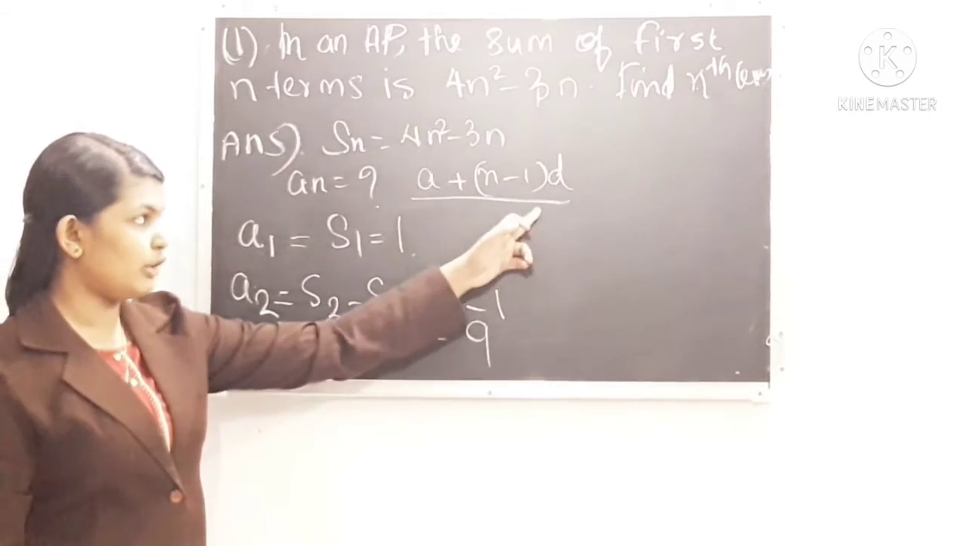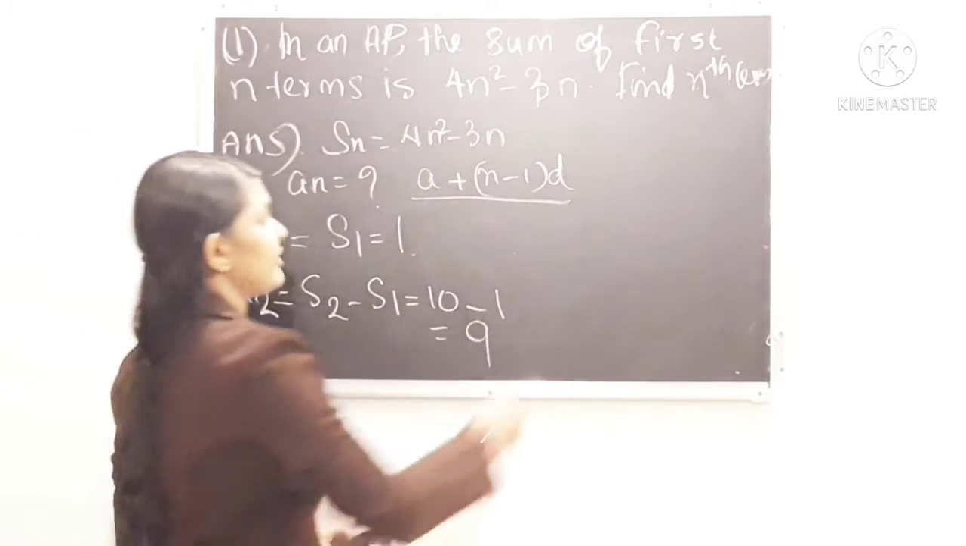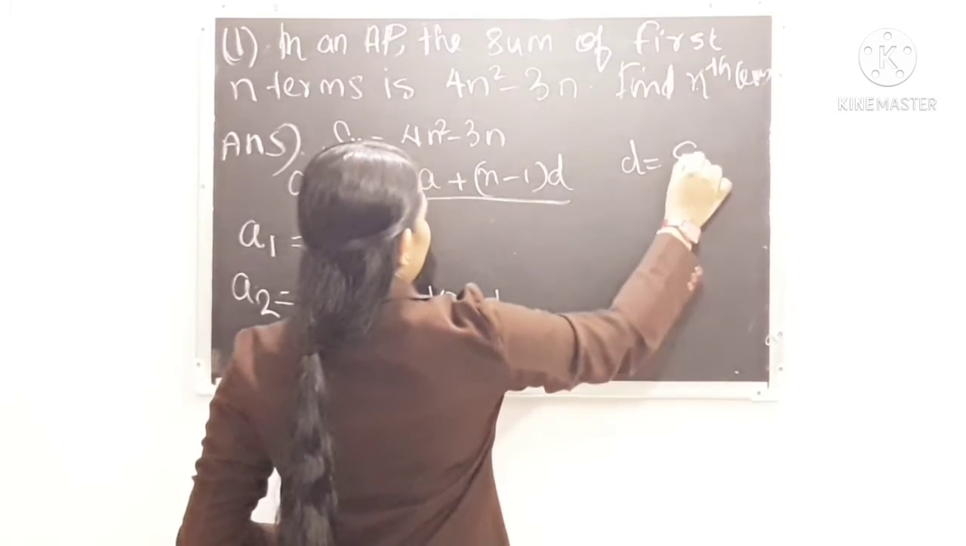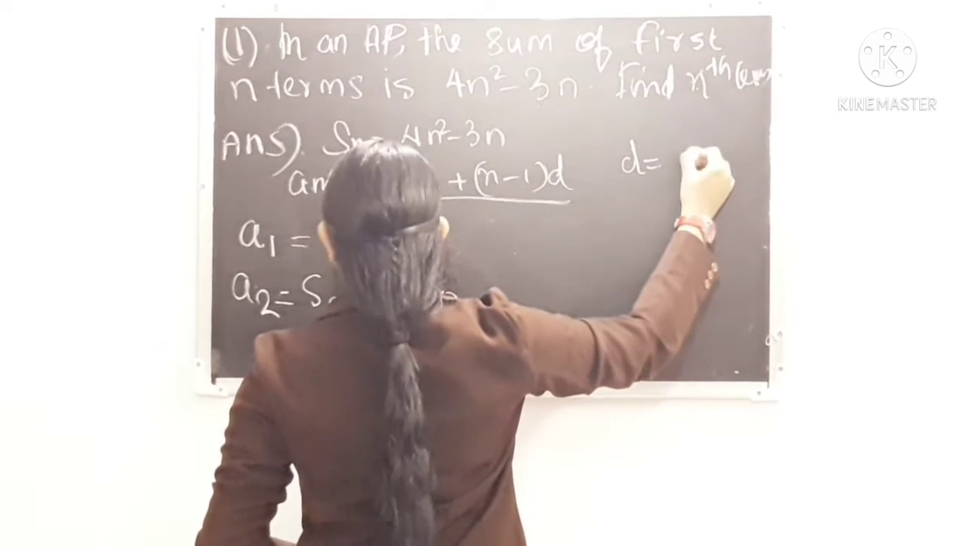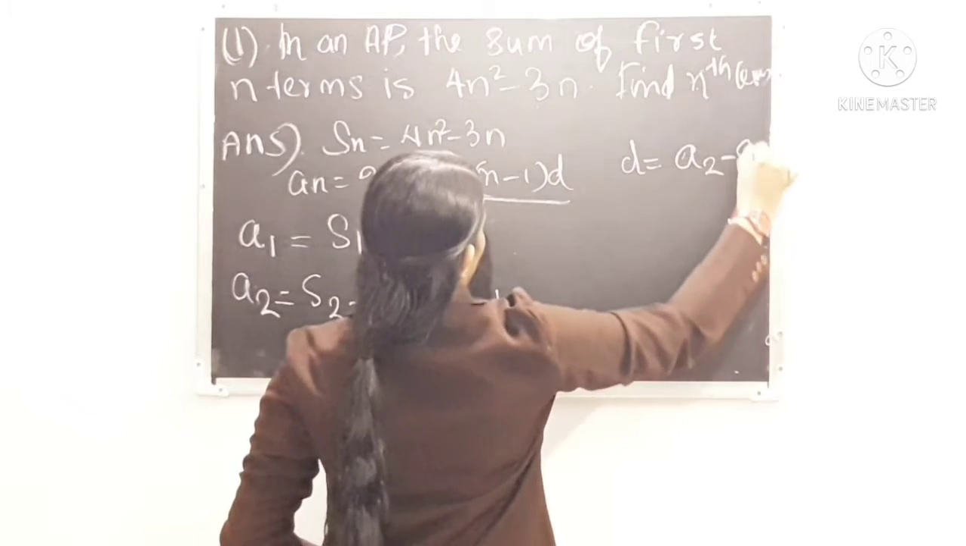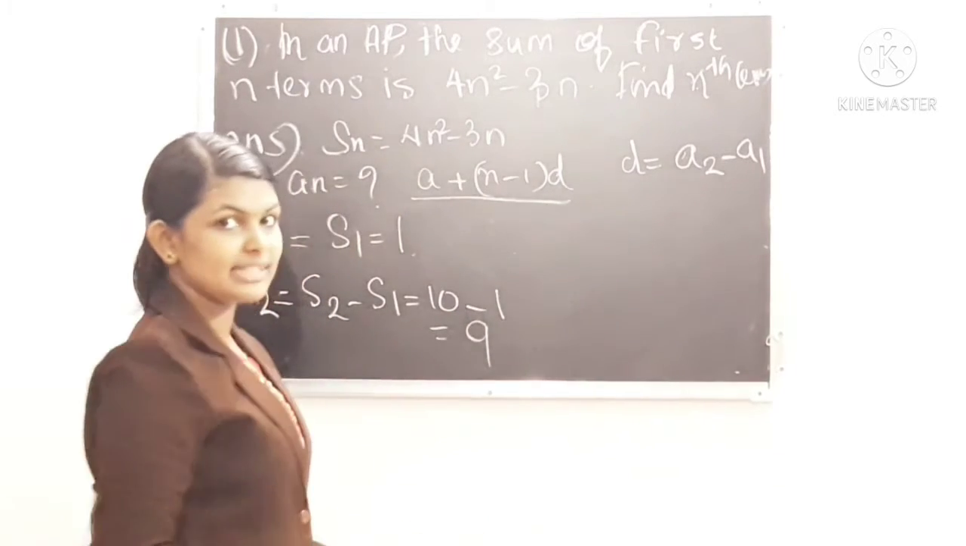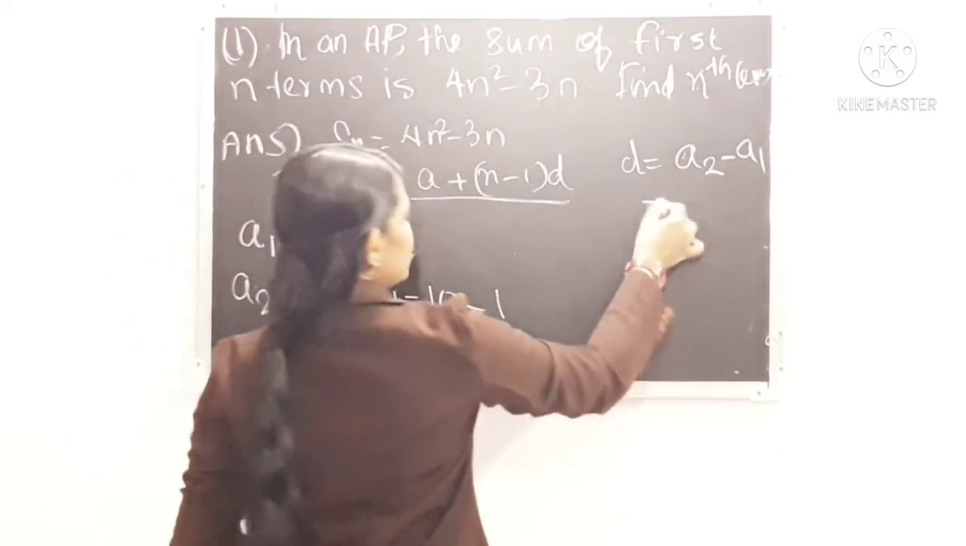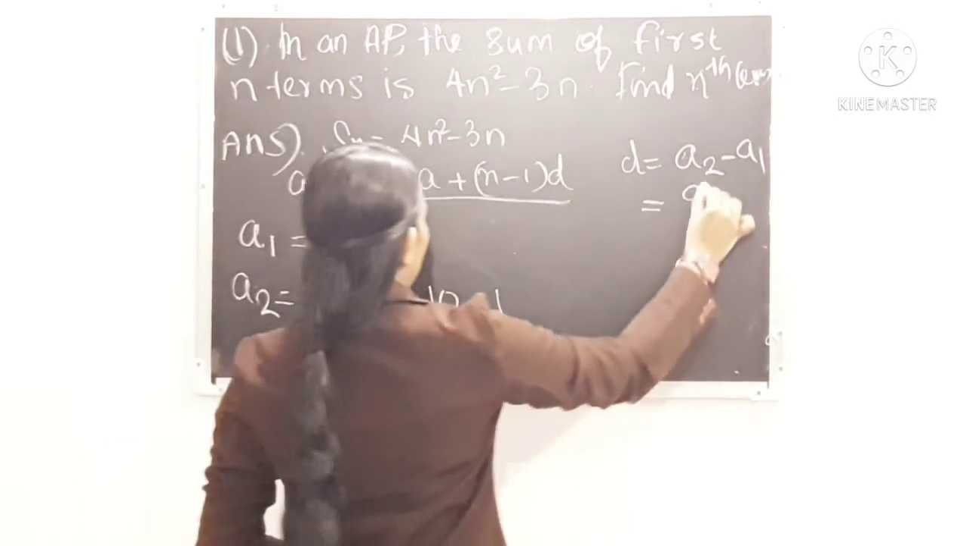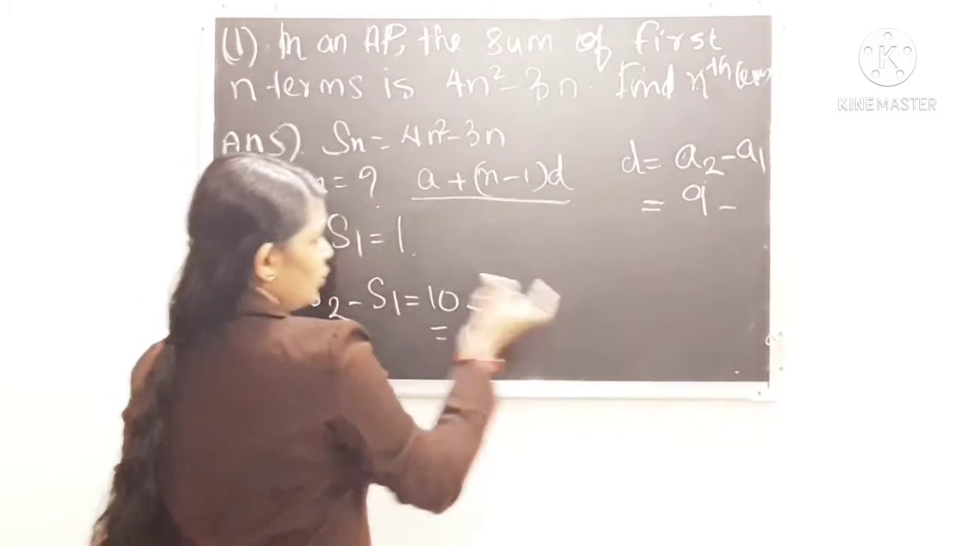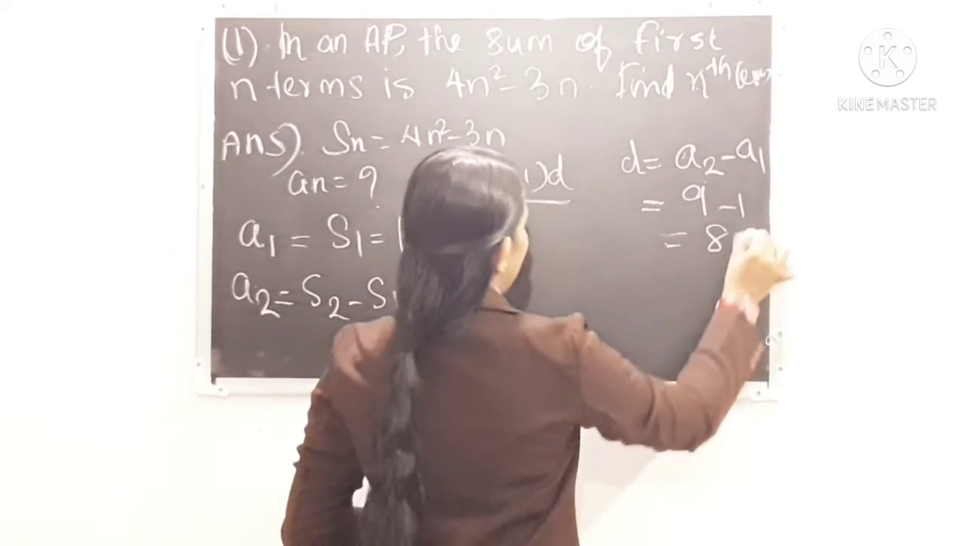Now we have to find the value of d. d is the common difference, and we can find it by the expression a2 minus a1. It is the difference of the consecutive terms. What is a2? a2 is equal to 9. So 9 minus a1, and a1 is equal to 1. Which means the common difference here is 8.